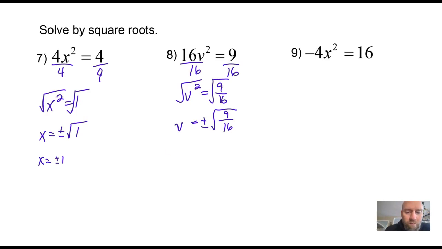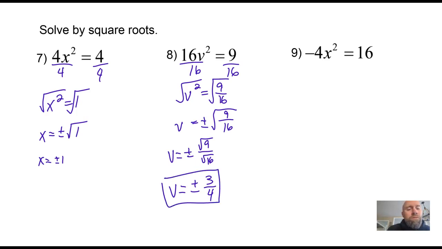And if I wanted to, I could rewrite this one as plus or minus the square root of 9 over the square root of 16. I think that'll help a lot of you out. Okay? And after I do that, I would say v is equal to plus or minus 3/4, because the square root of 9 is 3, the square root of 16 is 4. And so don't freak out when you see fractions, okay? A lot of you quit on me whenever it's time to do some fractions.